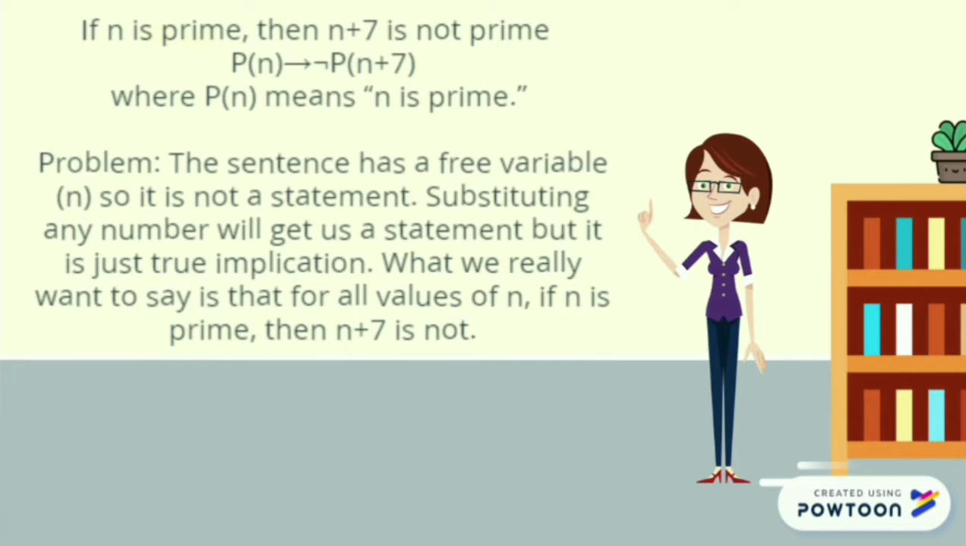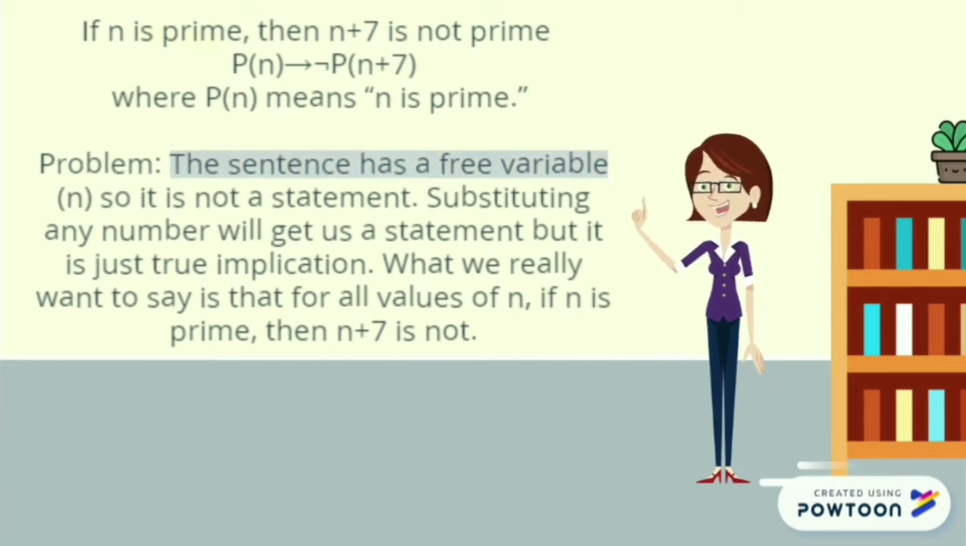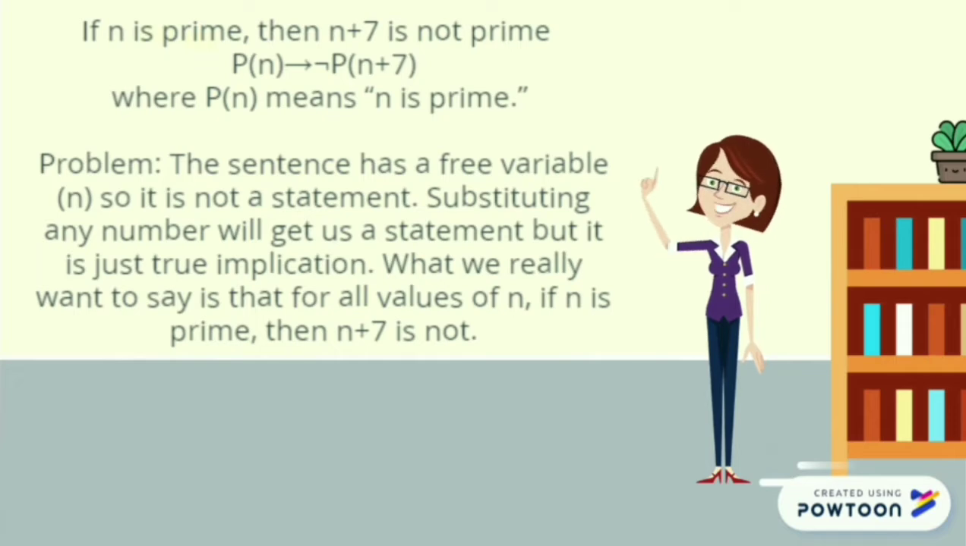For one thing, because this sentence has a free variable, that is, a variable that we have not specified anything about, it is not a statement. Now, if we plug in a specific value for n, we do get a statement. In fact, it turns out that no matter what value we plug in for n, we get a true implication. What we really want to say is that for all values of n, if n is prime, then n plus 7 is not. We need to quantify the variable.